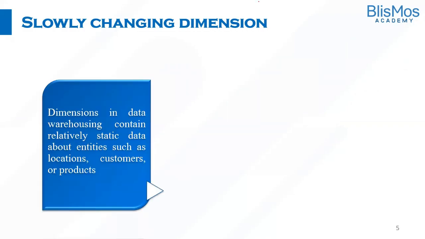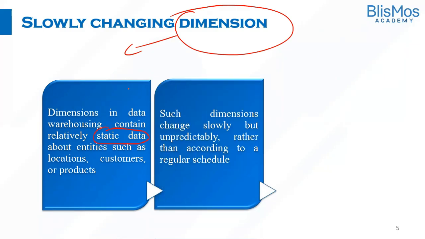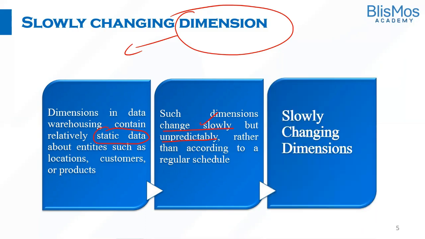So when I say dimensions, I am referring to the data in a table of a data warehouse. Dimensions in a data warehouse contain relatively static data. Static means which is not going to change, like locations, customers, or products. But as we discussed, those dimensions change slowly and unpredictably rather than following a regular schedule. So dimensions in the data warehouse are static, but they also change slowly and unpredictably. That is where slowly changing dimensions come into the picture.